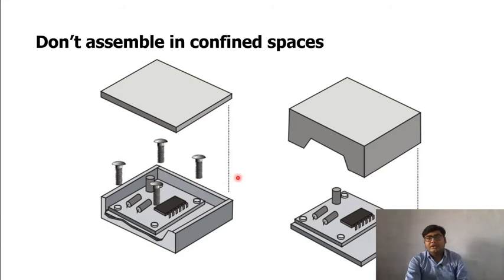Now another principle is don't assemble in confined space. We want to design in such a way that we have an open space. Here is an example where we have to do assembly in a confined space because there is a wall here. So what we can do is provide a wall on top of the component, and on the base there will be only a flat surface on which we can do assembly very easily. So we can redesign the part in a way that the assembly becomes easy.